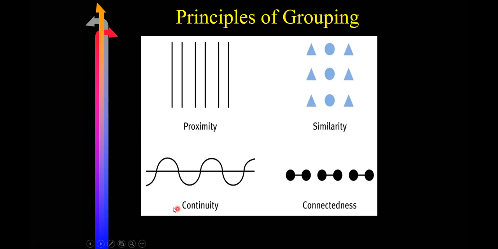Next, we also group things according to the principle of continuity. So continuity is what? We like to see things as continuous whole objects rather than a bunch of fragments. So in looking at this figure and asking people to tell us how many things they see there, most people are going to say, well, I see 2 things. What do you see? Oh, I see a straight line and I see a wavy line.